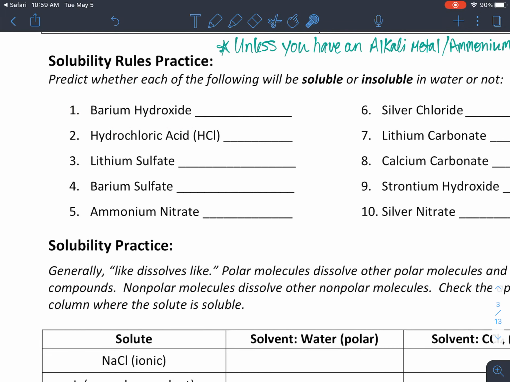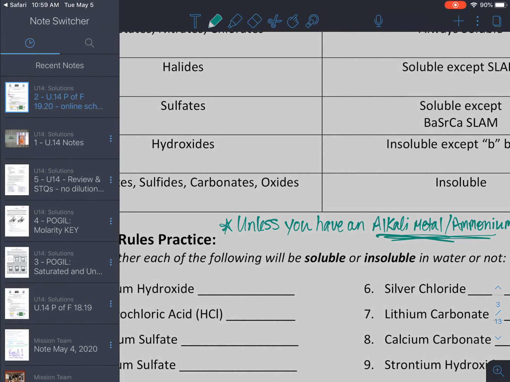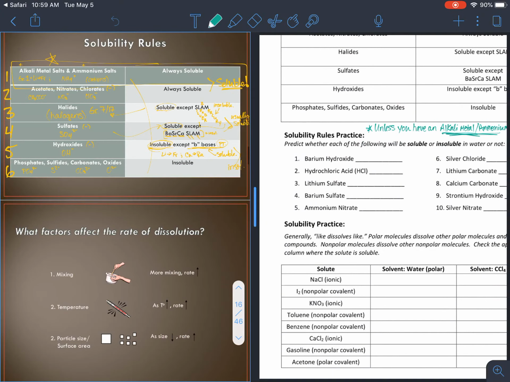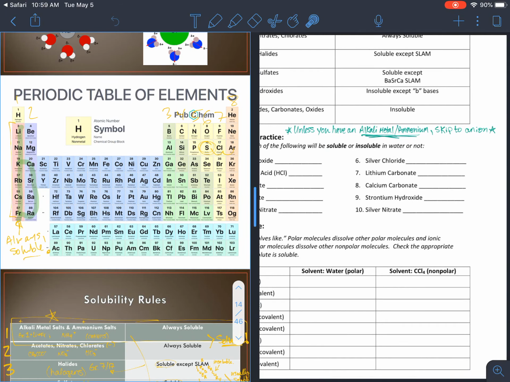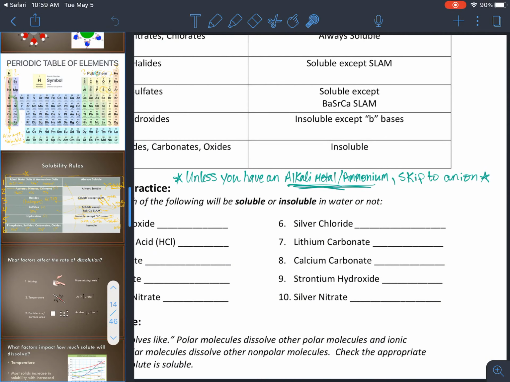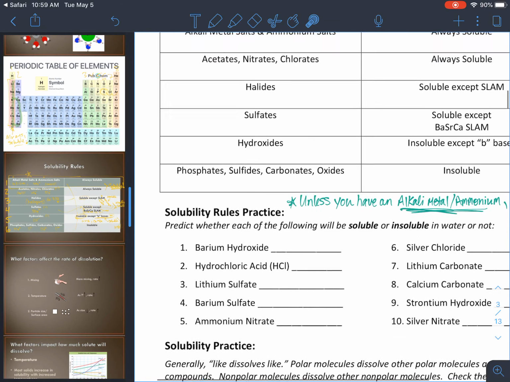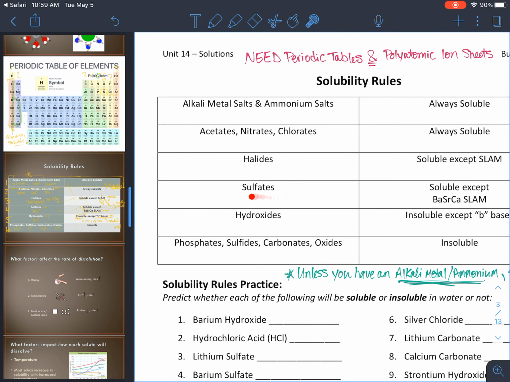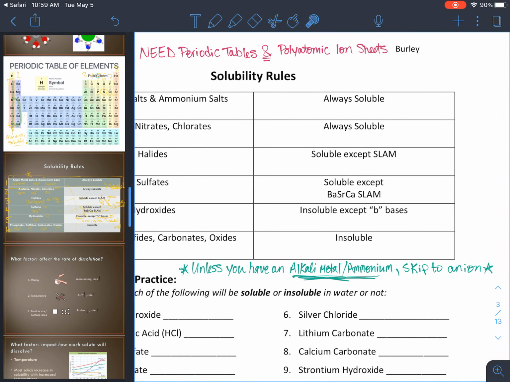So here we have barium hydroxide. All right, barium. We want to check first to see if it's an alkali metal. And actually, I am going to bring back my notes because I do have the periodic table in my notes here. So barium, on the periodic table, it is not an alkali metal. Barium is a B base, but it's not an alkali metal. So it says here that then we want to skip to the anion. So here we have barium hydroxide. So we want to go to our rules for hydroxides. Here are rules for hydroxide. And it says that it's insoluble. So chances are this is going to be insoluble.